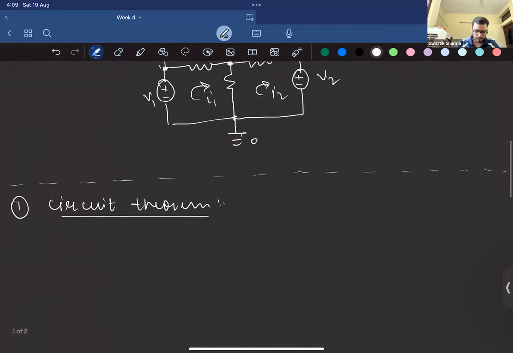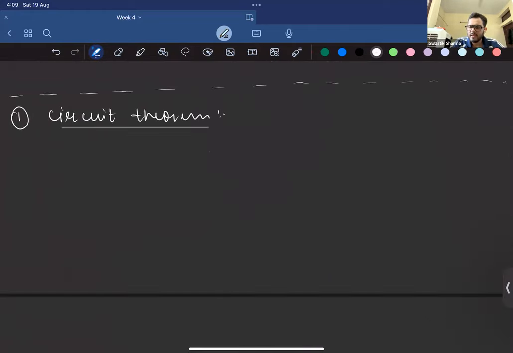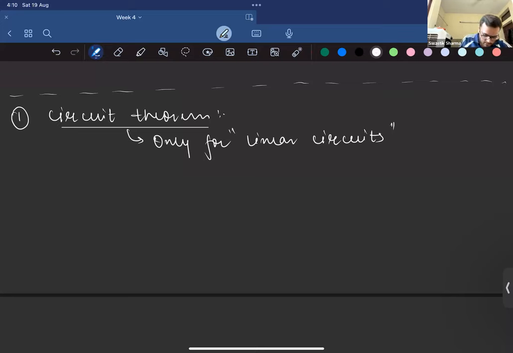Okay, let's move ahead. So we'll quickly discuss the different theorems that are applicable to solve the circuits and reduce the computational power. So the first thing to note is all of these circuit theorems are applicable only to linear circuits. Now you'll be wondering what are linear circuits, right? So linearity is a property of any linear circuit in which the cause and effect follow a linear relation.